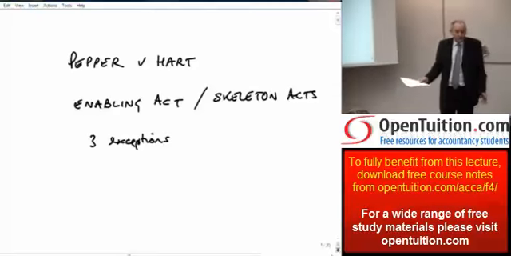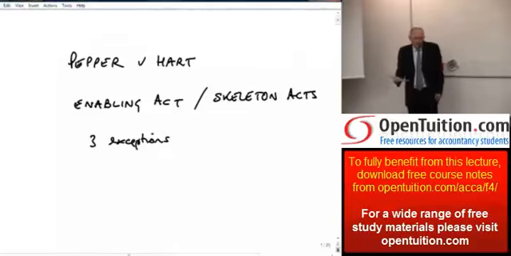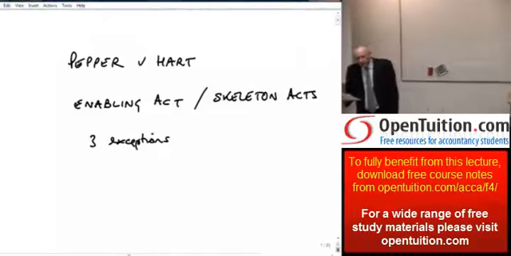Difficult to prove. A contract by conduct is difficult to prove. Even an oral contract is more difficult to prove than a written contract. But they're still valid contracts.